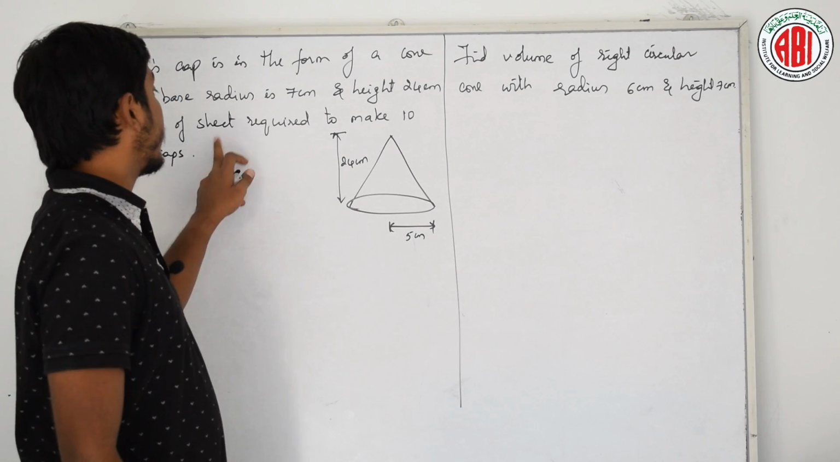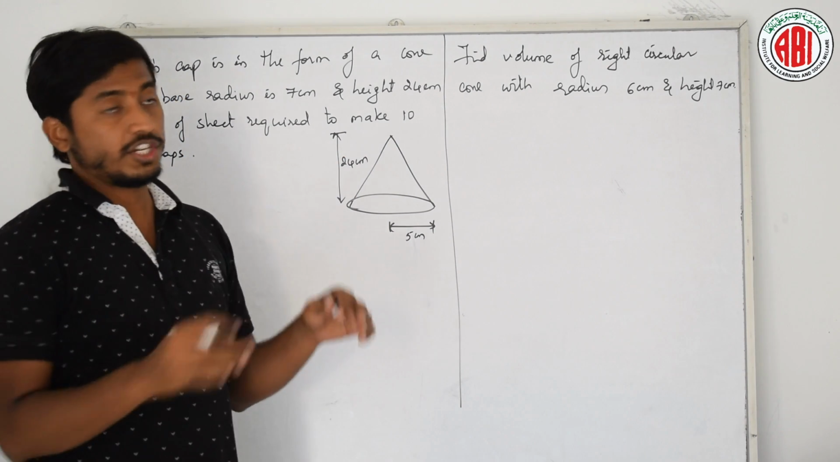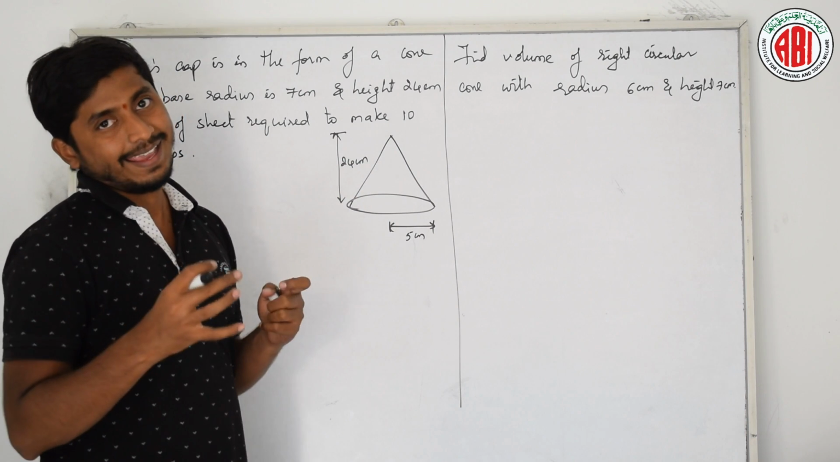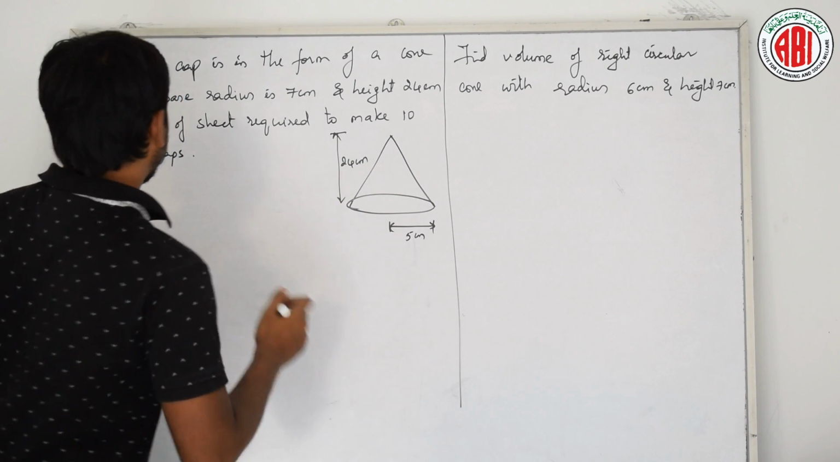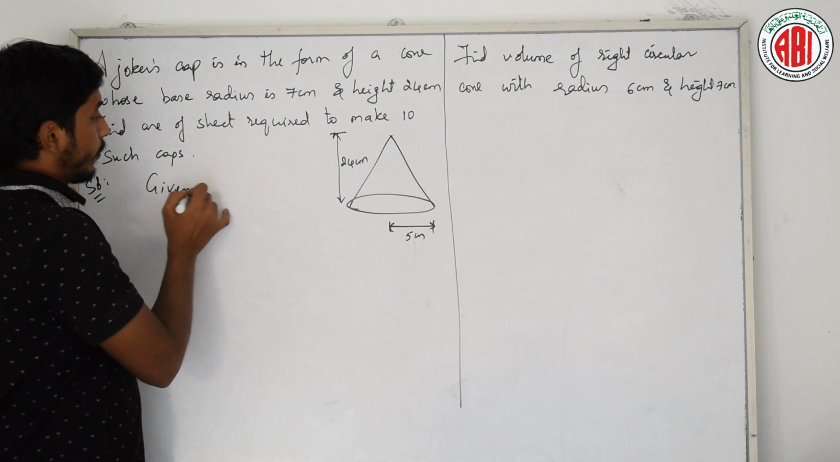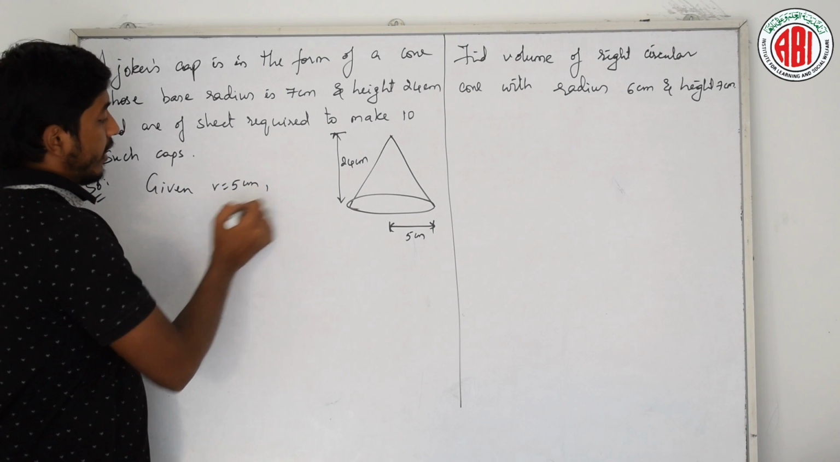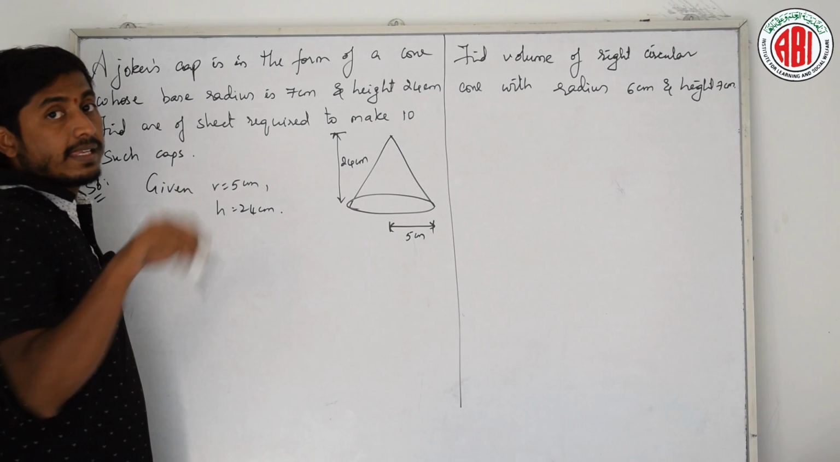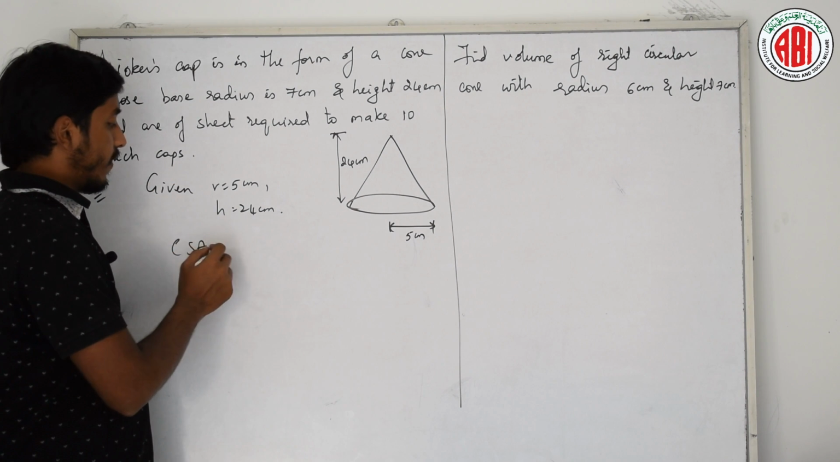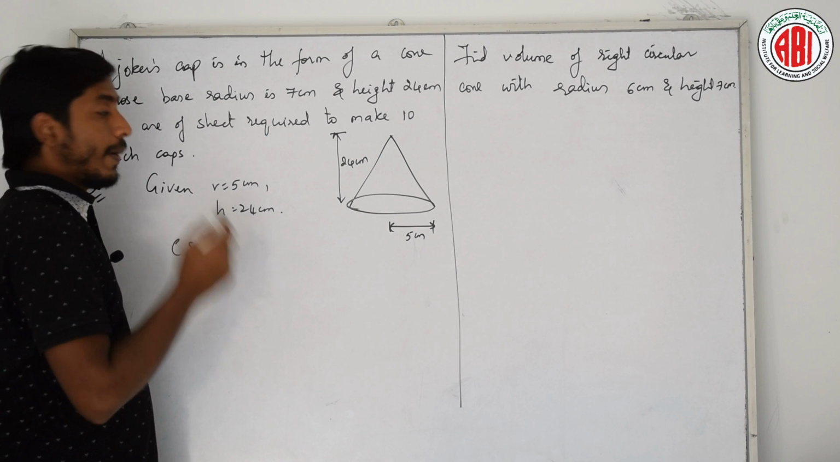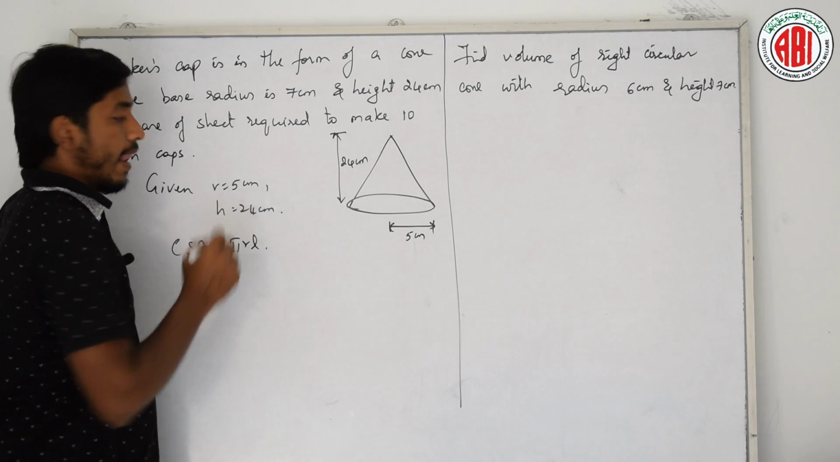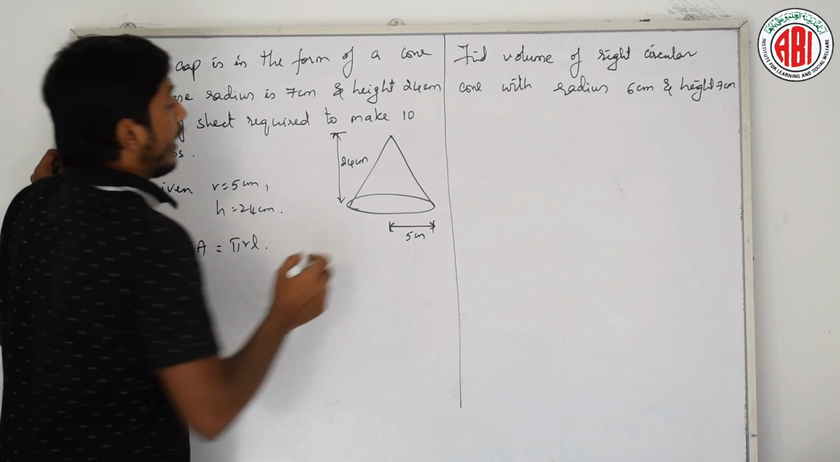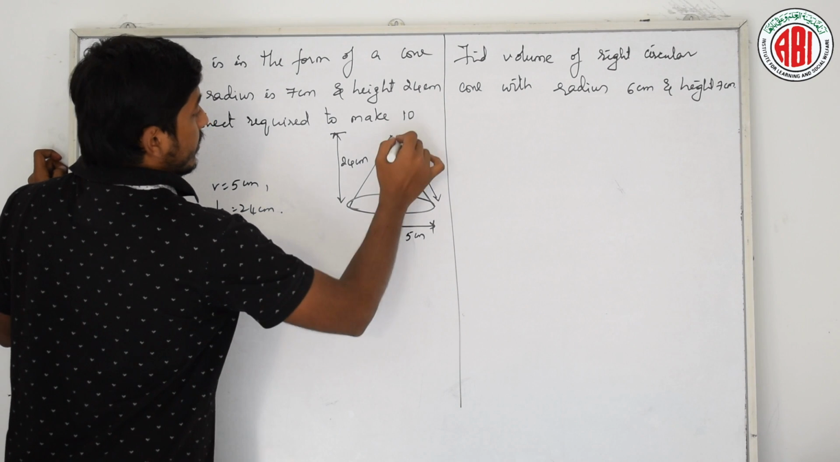Then he is asking us to find the sheet required. Sheet means its CSA. That is, given radius 7 centimeter, height 24 centimeter. What is CSA of a cone? It is pi R L. What is L now? L is the slant height.